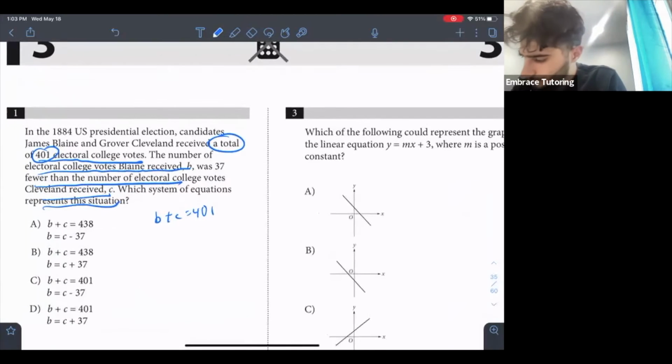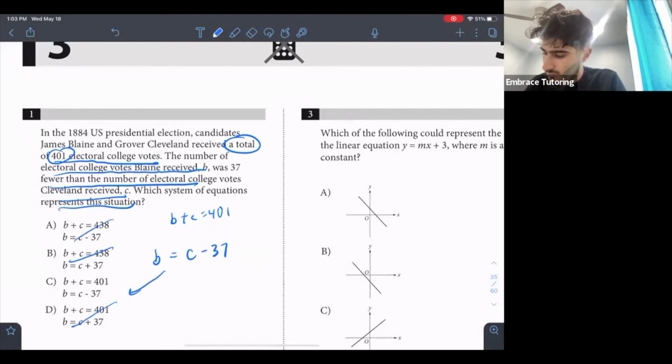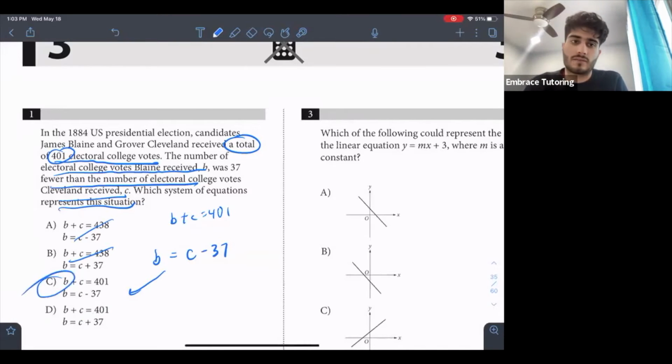And then it says that the number of electoral college votes Blaine received, B, was 37 fewer than what Cleveland received, which means B is equal to C minus 37, because it's fewer. That brings you to the answer right here. So B plus C is 401, and B is equal to C minus 37. So choice C is our correct answer for question 1.